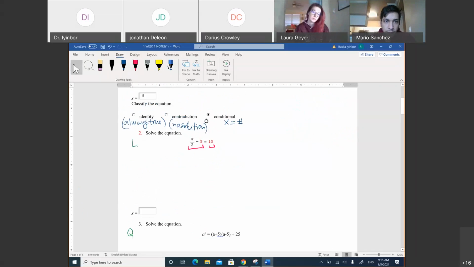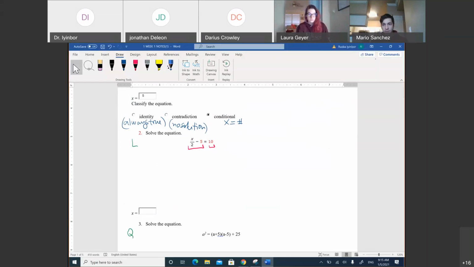Number 2, we have to do the same steps. We have to get x's on one side, numbers on the other side. Here we have a fraction, but it's okay. We can handle fractions 2 ways. We can get rid of the fraction, or we can just work with the fraction. Okay? Do you want me to show both ways, or one of those?